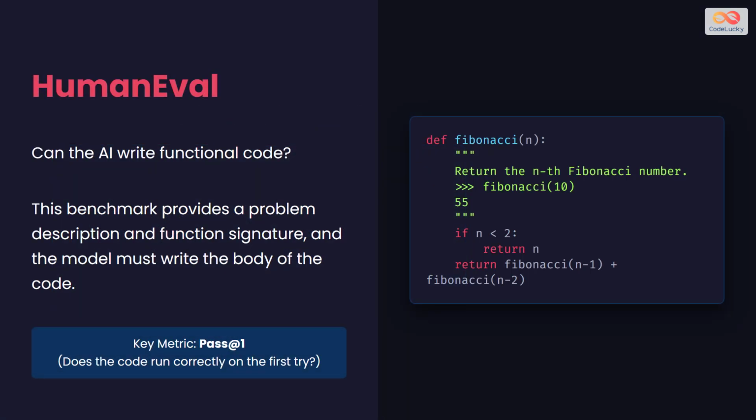For models that write software, we use a benchmark called HumanEval. In this test, the AI is given a function name and a description of what the code should do. To pass, the AI must generate the working code for the function. We measure this using a metric called pass at 1, which asks, did the code run correctly on the very first try?